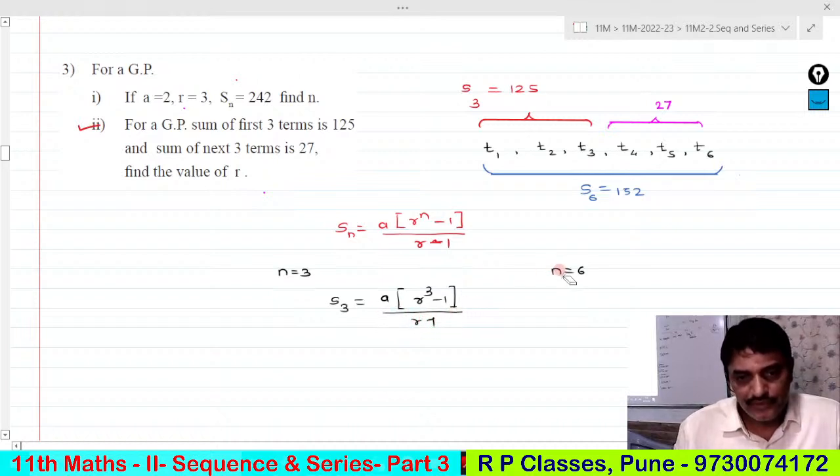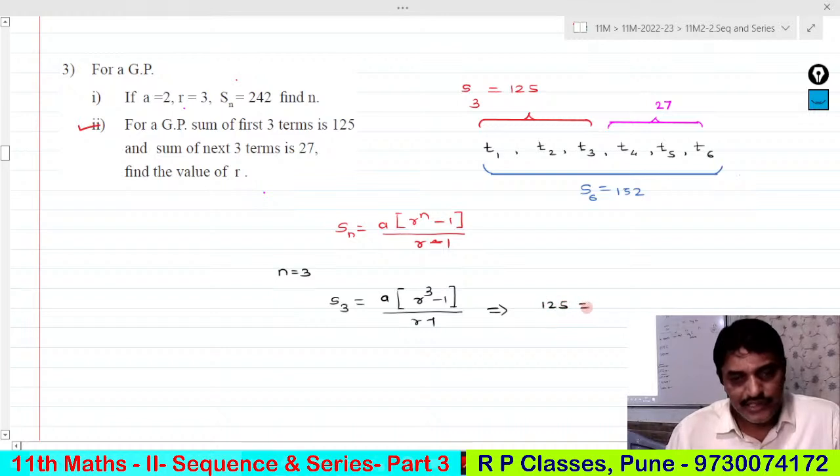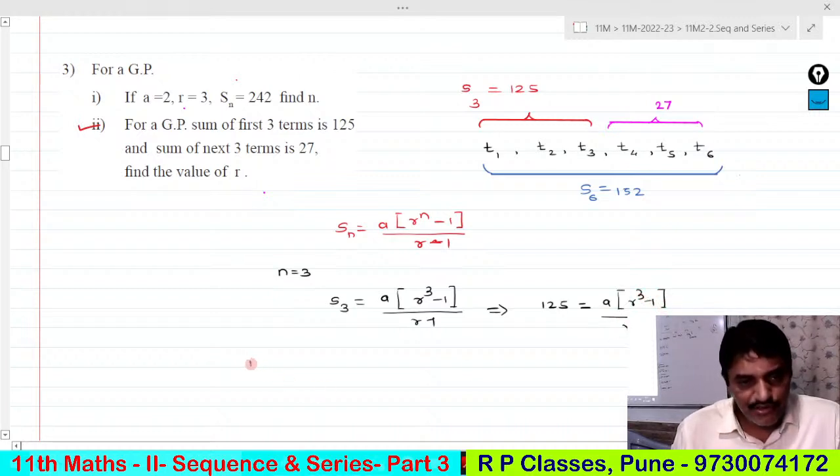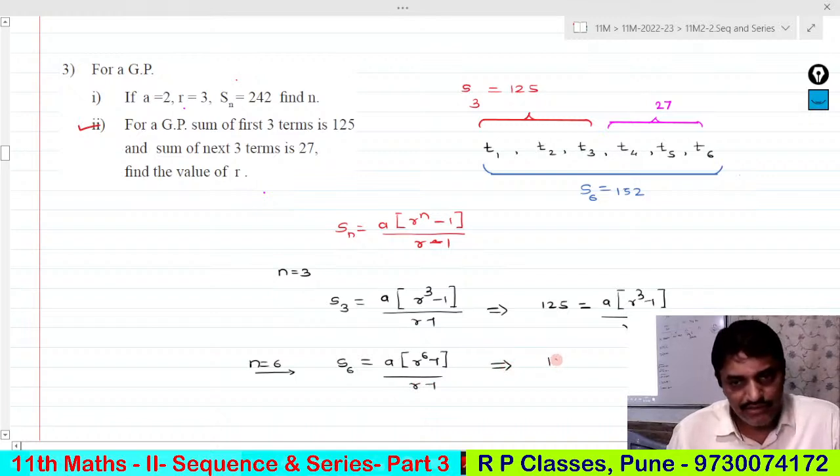ठीक है? And so अगर मैं उस फॉर्मूले को यहाँ पर यूज कर लेंगे तो S3 कितना दिया है? 125 is equal to a into r cube minus 1 divided by r minus 1. Similarly, if I'll use here n is equal to 6, तो क्या मिलेगा? S6 is equal to a into r raised to 6 minus 1 upon r minus 1. What is S6? 152 is equal to a into r raised to 6 minus 1 upon r minus 1.